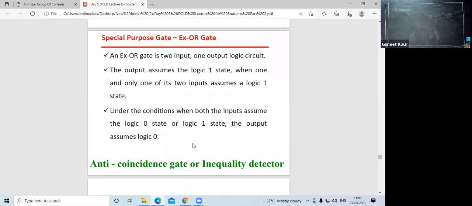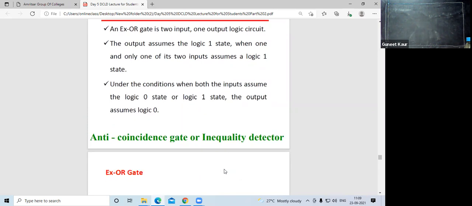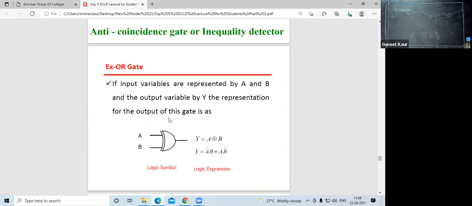high. Under these conditions, when both inputs are logic 0 or logic 1, meaning the combination is 0 0 or 1 1, the output will be 0. This gate is also known as the anti-coincidence gate or inequality detector. I will tell you why when I show you the truth table.